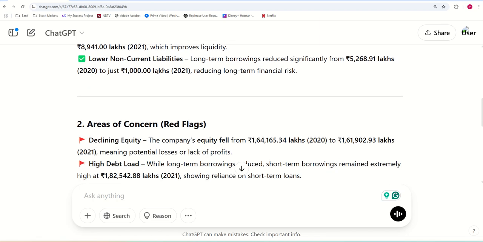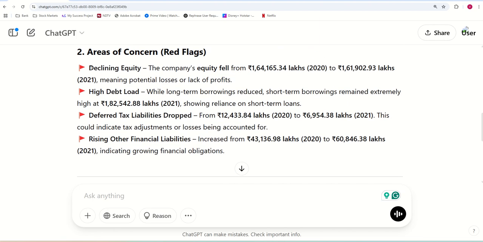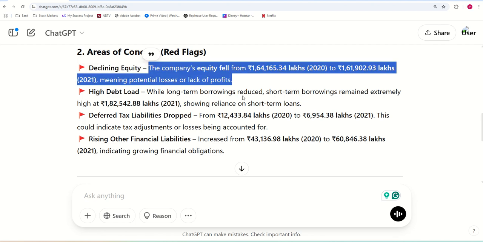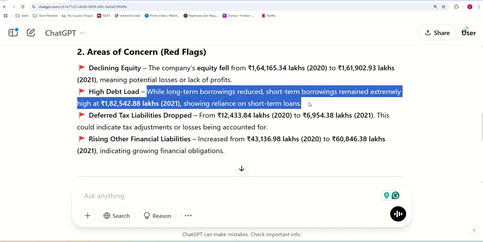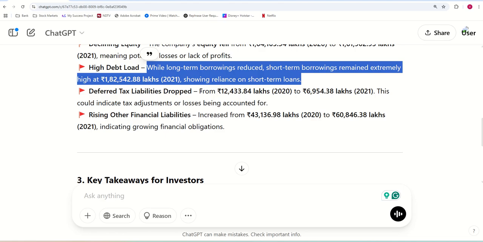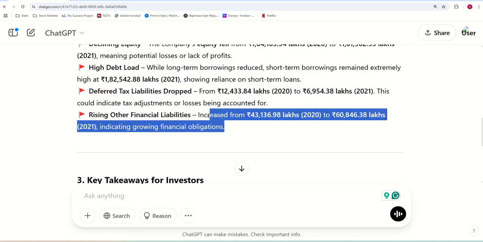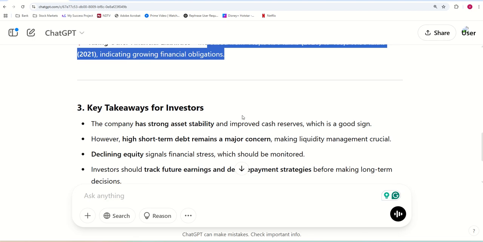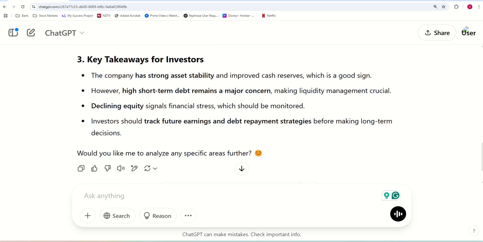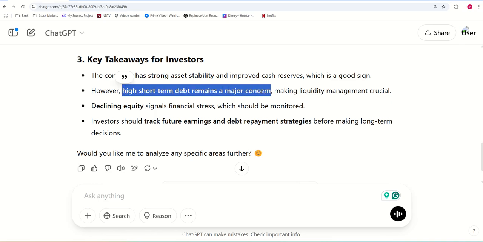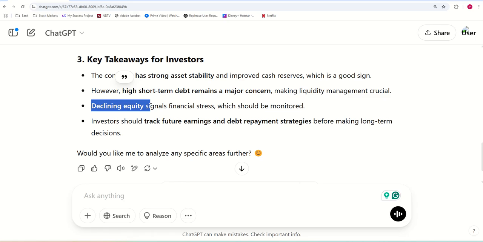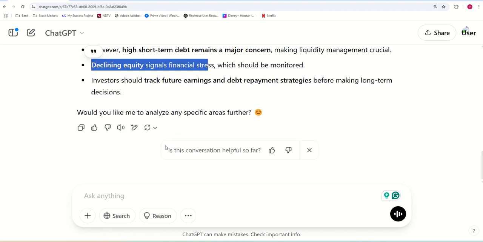Okay, let us come to the core topic, areas of concern. Under declining equity, the shareholder equity is declining, which means there was a loss in the previous year. It has huge debt and heavy reliance on short-term loans, deferred tax liabilities, and other rising financial liabilities. So there are a lot of financial liabilities which the company is facing. The company has strong asset stability. However, short-term debt remains a concern. Declining equity signals financial stress. Investors should track earnings and debt repayment strategies.